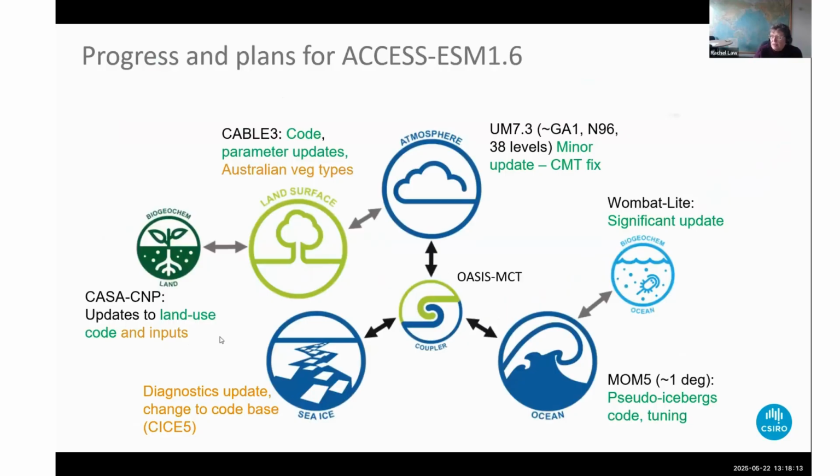So on to ACCESS ESM 1.6. I showed a similar figure to this in December. The colour coding was trying to indicate what was on track and what was still needing a bit more work. Since December, there's probably a few different statuses, or at least one extra: Australian vegetation types to go into CABLE is something that we've talked a lot about over quite a long period and never got around to doing anything about. So we're trying to squeeze that in as well at the moment.